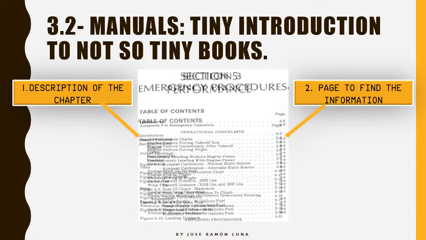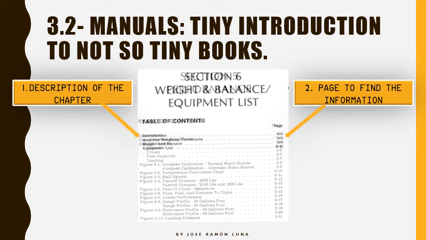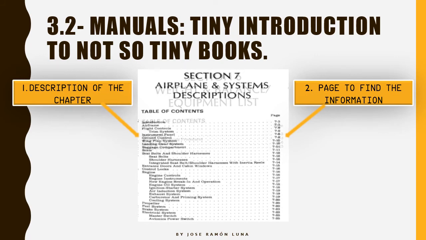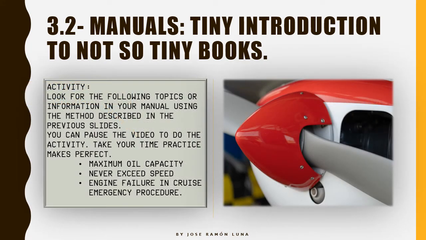The activity is, look for this data in this manual. As I was saying, the activity is, look for this data in the manual. Time yourself and see how you did. You may pause the video now if you want to. The activity is to look for maximum oil capacity, never exceed speed, and an engine failure in cruise. The emergency procedure, of course.